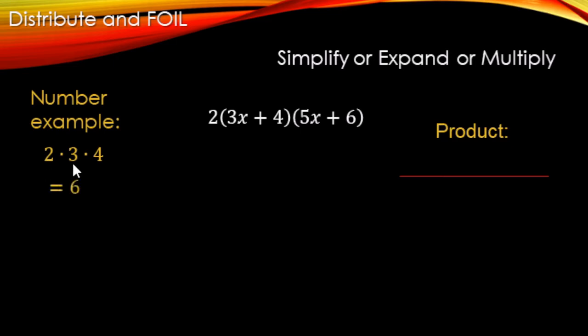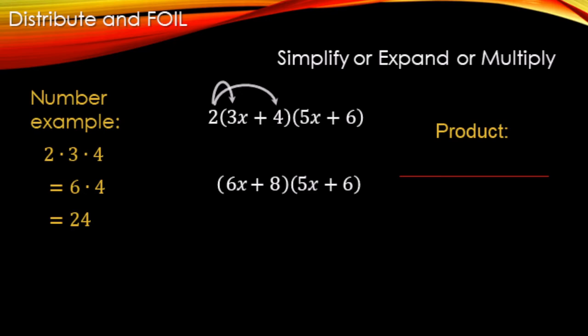We'd multiply 2 times 3, makes 6. And then we still need to multiply by 4. 6 times 4 is 24. So that's the idea that we're going to do here with these polynomials. So we'll start out with a 2 times 3x plus 4, and that's going to be distributive property. So here we go. So we're going to go 2 times 3x makes 6x, and then we have the 2 times 4 makes plus 8 there.